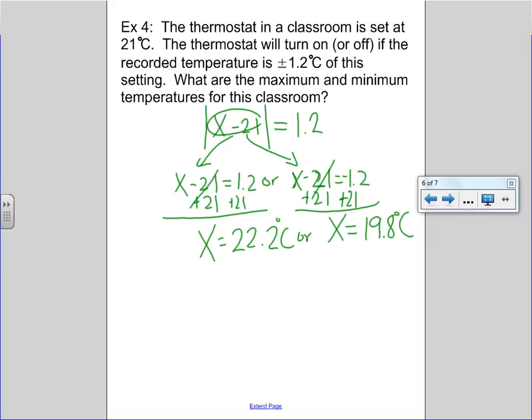Okay, so if the temperature that's recorded is 19.8 to 22.2 degrees Celsius, then the thermostat will turn itself off. If it falls outside of those parameters, then it's going to kick on the furnace or kick on the air or whatever it is that is going on.